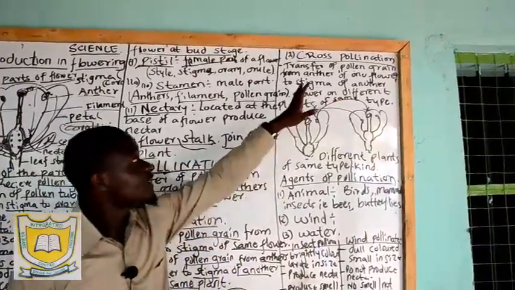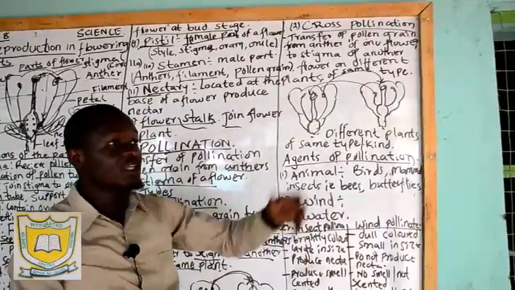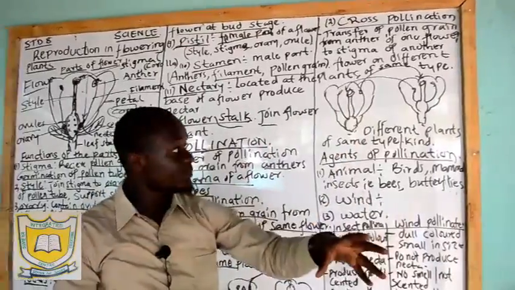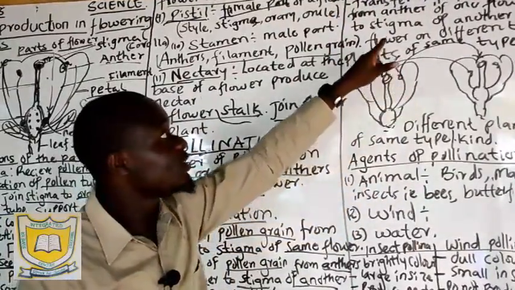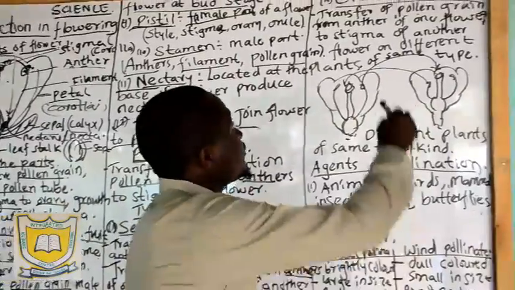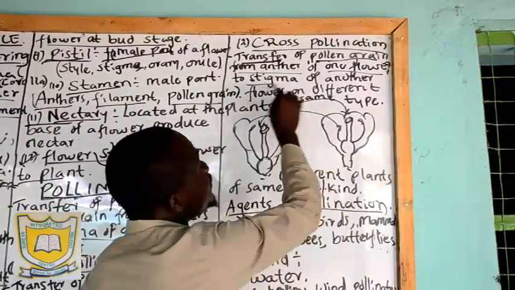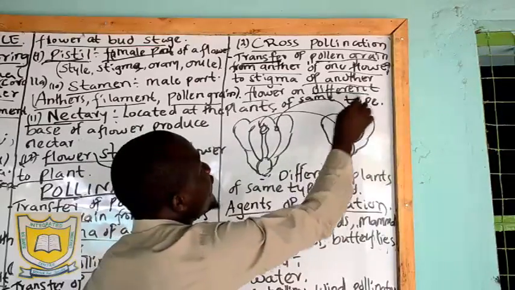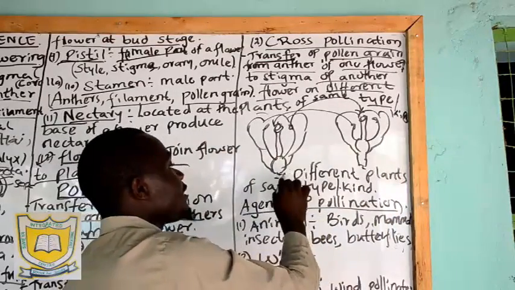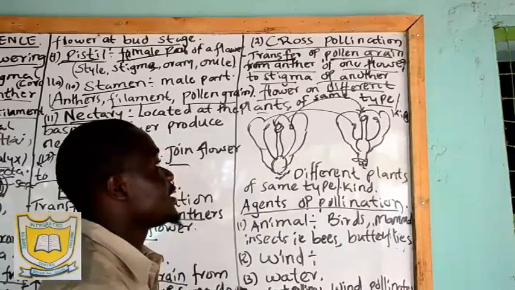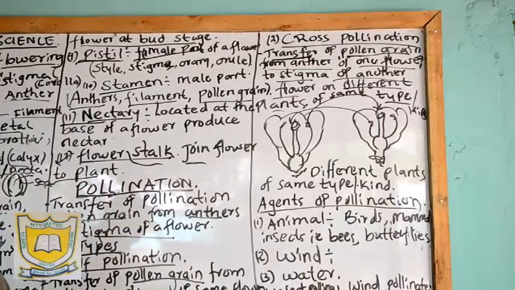We move to cross-pollination. When we are talking about cross-pollination, you have to understand that it is crossing from one plant to another, but these plants are the same kind. It cannot occur from a maize plant to a bean plant. That is not pollination. Pollination occurs from one maize plant to another maize plant. That is what you call cross-pollination. As I said, it is the transfer of pollen grain from anthers of one flower to stigma of another flower, on different plants of the same type or same kind. So if this is a maize plant, it moves to another maize plant. That is cross-pollination.